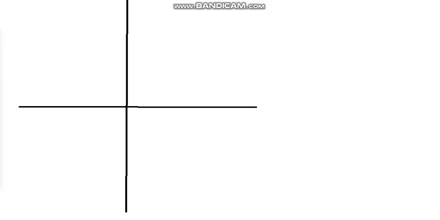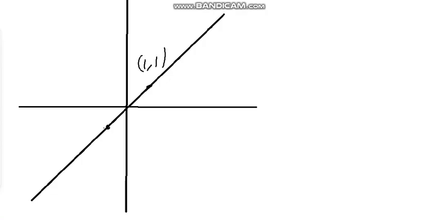Welcome to another video. Today we'll be talking about domains and ranges of a graph. Let me draw one right now, like this. If I plotted points like this was 1, 1, and this was -1, 1, it would be pretty easy to find the domain and range.